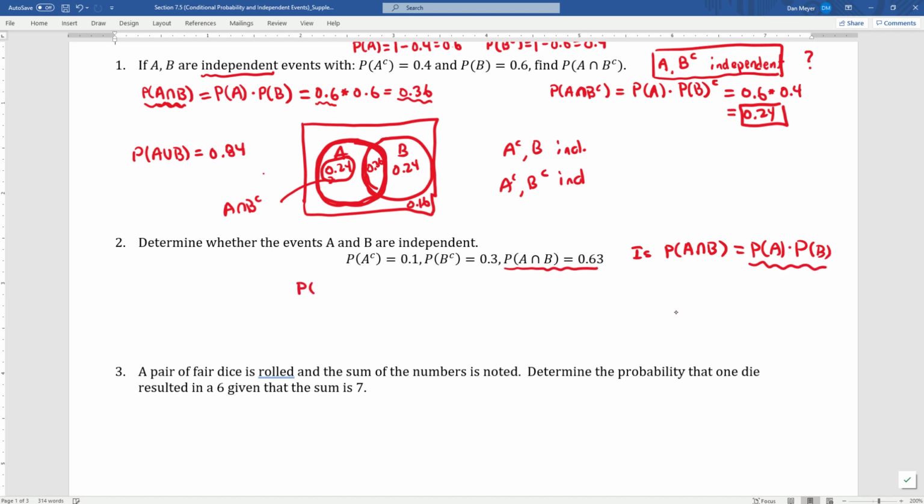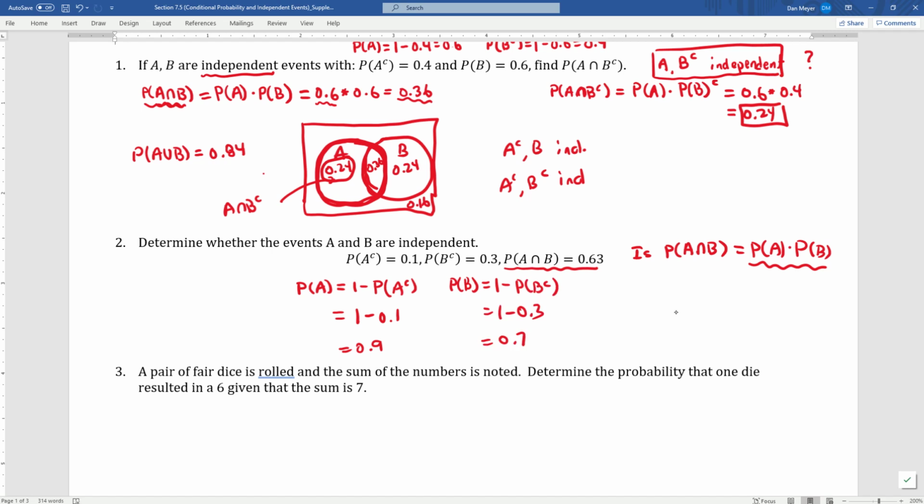Using our complement formula, the probability of A is going to be 1 minus the probability of A complement, which is 1 minus 0.1, which is 0.9. And again, using the complement formula, the probability of B will be 1 minus the probability of B complement, which is 1 minus 0.3, which is 0.7.